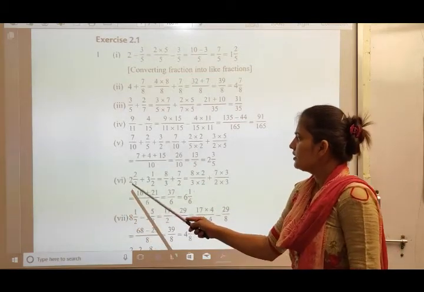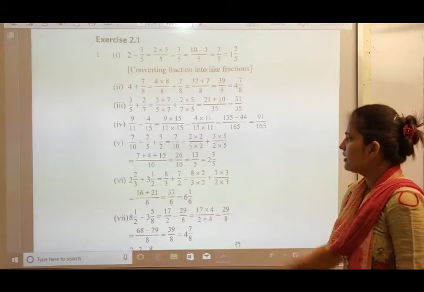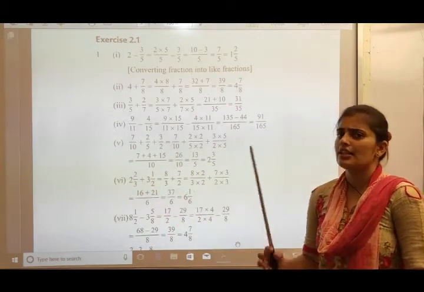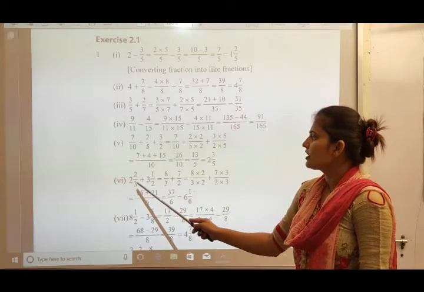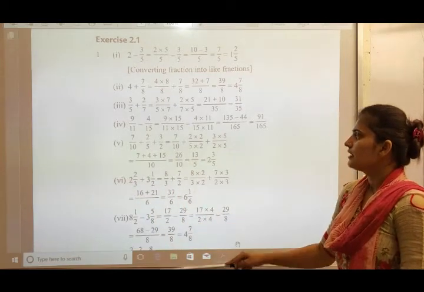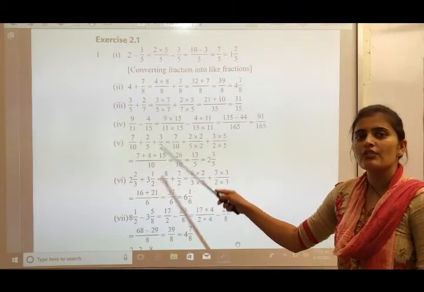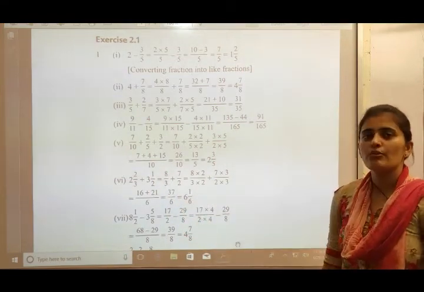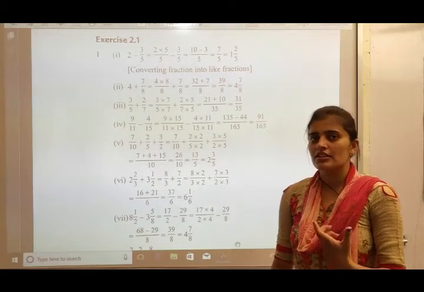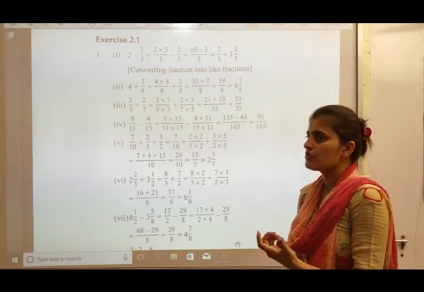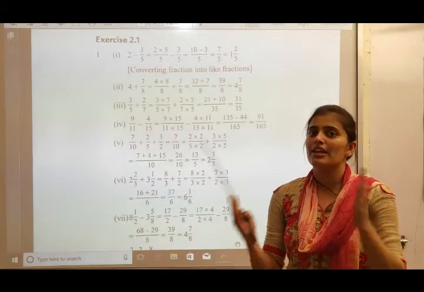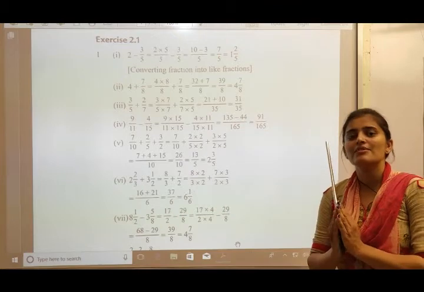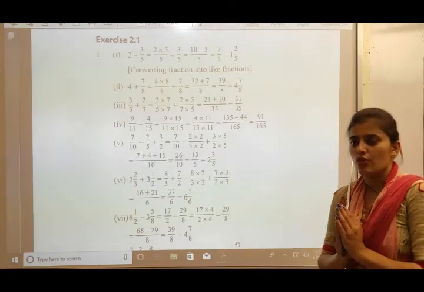Now the next one, 2 1 by 3 plus 3 1 by 2. Here you can see both are mixed fractions. First convert them into simple fractions. 2 3s are 6 plus 1 is 7, so 7 by 3. Again 3 2s are 6 plus 1 is 7, so 7 by 2. So here 3 and 2. What will be the LCM of 3 and 2? In 3's table 2 is not coming and in 2's table 3 is not coming. So we have to multiply 3 and 2. 3 2s are 6. So 6 is the common number which comes in the table of 3 and also of 2.